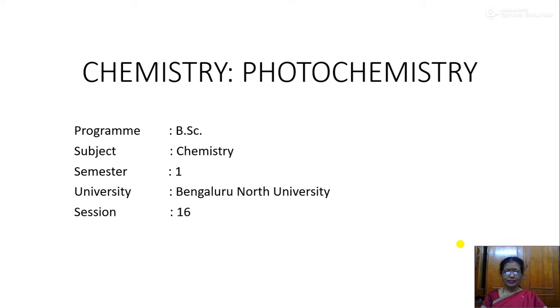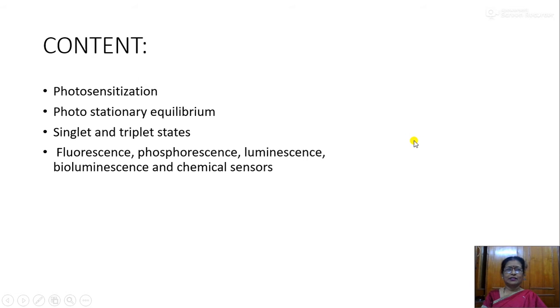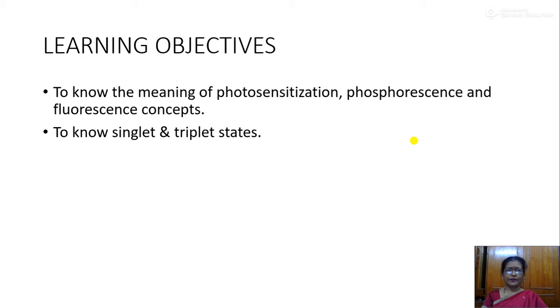Subject: Chemistry, first year BSc. Topic: Photochemistry, Session 16. The contents are photosensitization, photostationary equilibrium, singlet and triplet states, fluorescence, phosphorescence, luminescence, bioluminescence, and chemical sensors.